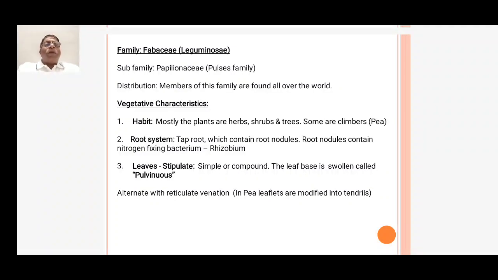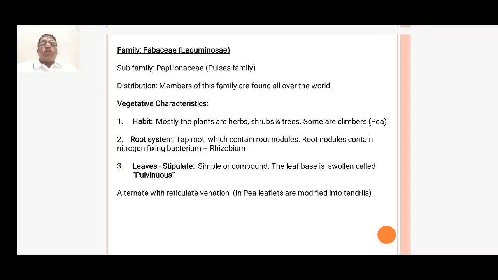The family Fabaceae is one of the biggest families among dicots. It consists of three subfamilies actually: subfamily Papilionaceae, subfamily Caesalpinioideae, subfamily Mimosaceae. But in your textbook, it is discussed under one heading, family Fabaceae. Actually, we are studying the subfamily Papilionaceae.